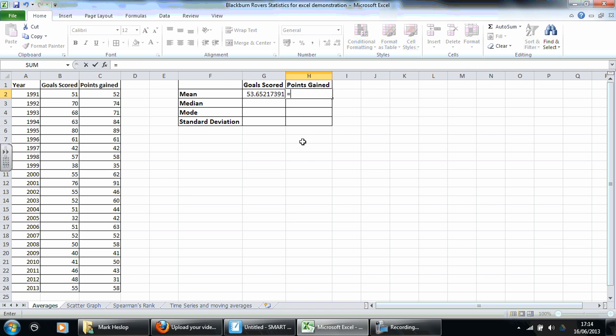Similarly, for points gained, equals average. This time we find the mean of all this data. Just drag it all down. And there you go, that is the mean number of points gained.